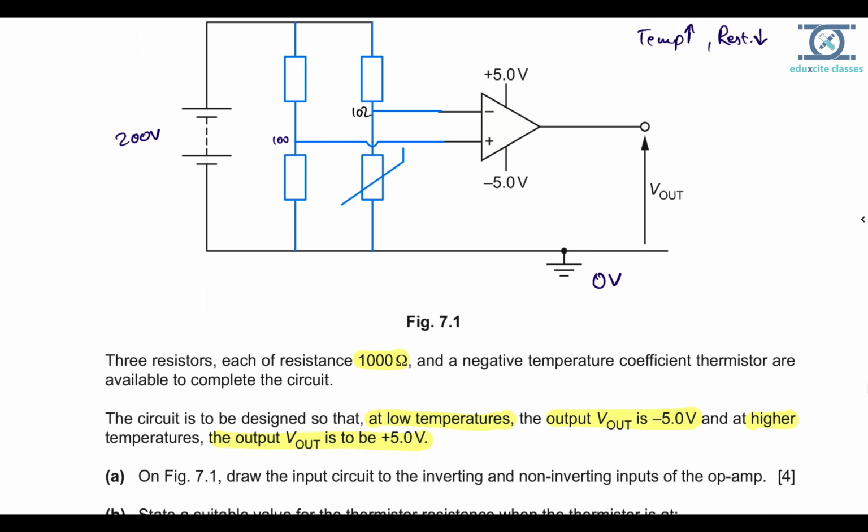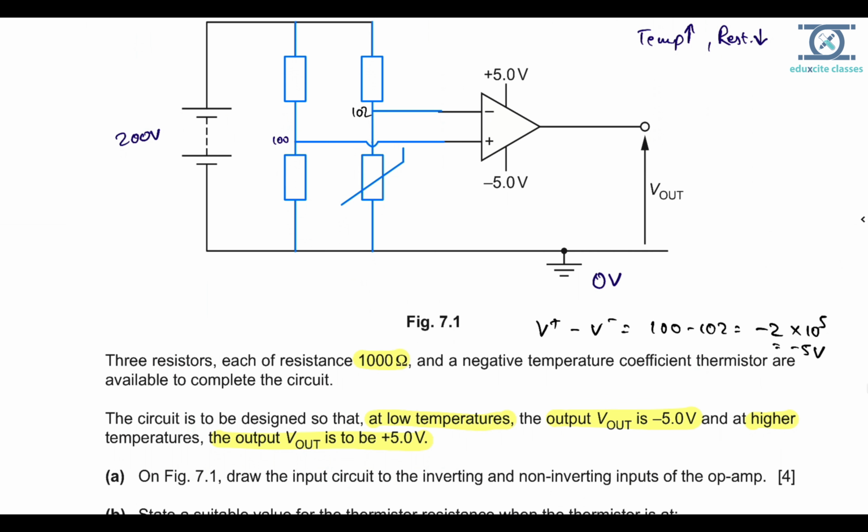According to the question, at low temperature V out has to be negative. If you do V plus minus V minus, that is 100 minus 102, it will be minus 2. Now if we multiply with 10 raised to power 5, it reaches a saturation point and we get V out as minus 5 volt. This is just to check, because minus 2 into 10 raised to power 5 cannot give more than the op-amp voltage. So it reaches the negative saturation limit, that is minus 5 volt, and we get V out as minus 5 volt.